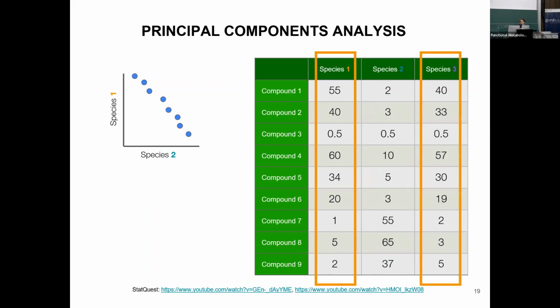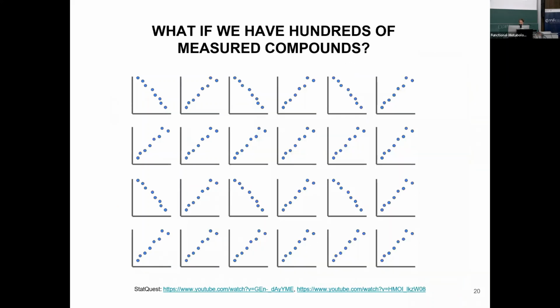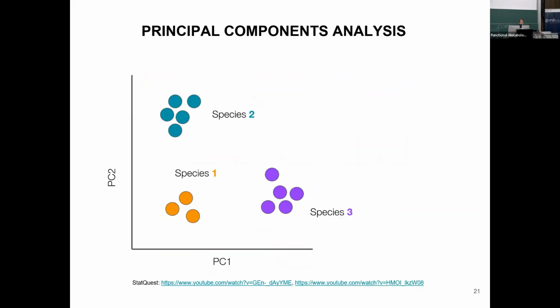Then you could also look at species 1 and 3 and do the same, and then you would see that there is a positive correlation. So you could do this an infinite number of times, but of course this is not very easy to see any patterns. So actually what principal components analysis does, it transforms those pairwise correlations into a 2D plot.